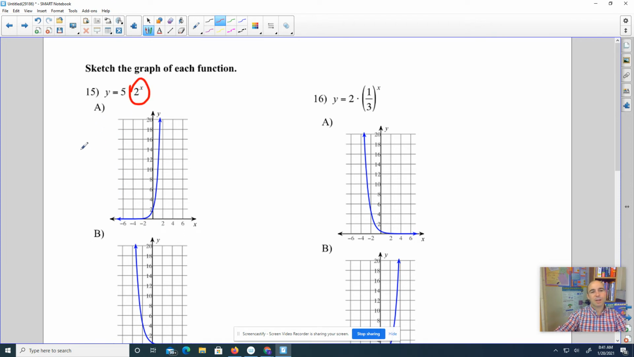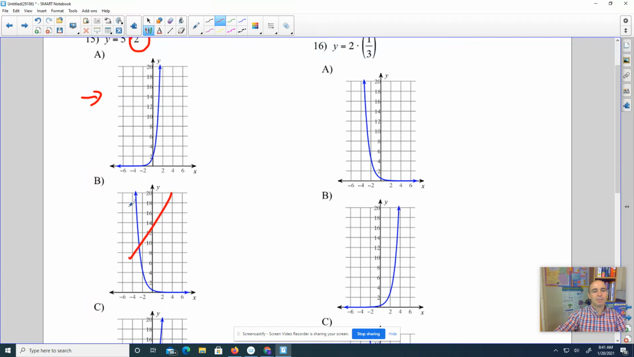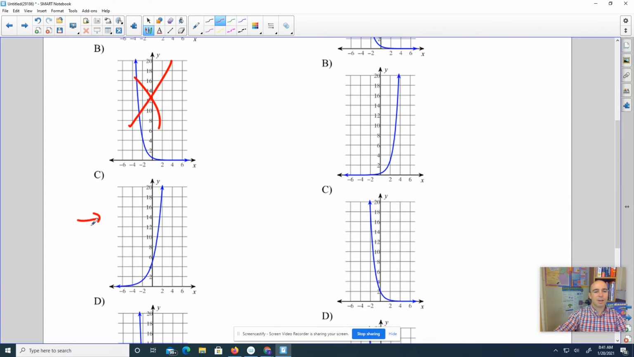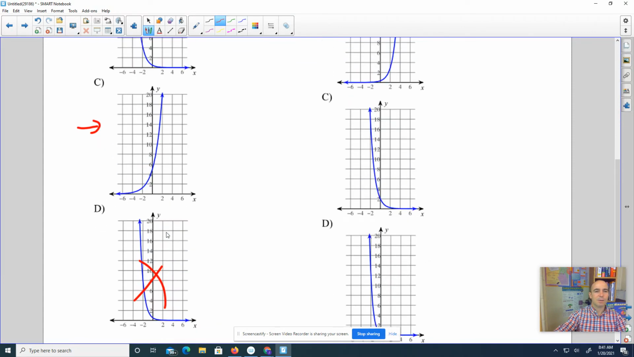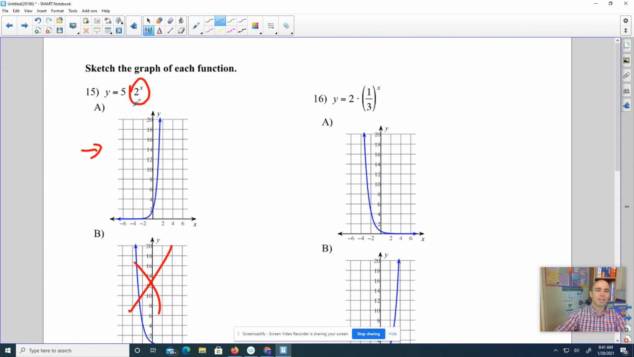So I know, okay, A is in the running. B, definitely wrong. C is in the running. D, definitely wrong. See what I got? A 2-horse race just by recognizing that since the multiplier is bigger than 1, it's going to grow.